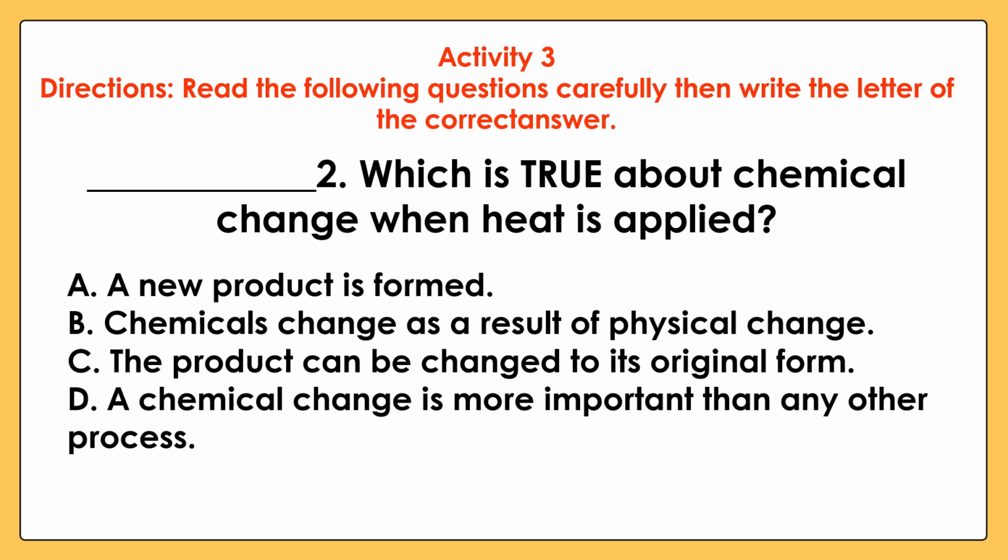Number 2. Which is true about chemical change when heat is applied? A. A new product is formed. B. Chemicals change as a result of physical change. C. The product can be changed into its original form. And D. A chemical change is more important than any other process. The correct answer is letter A. A new product is formed.